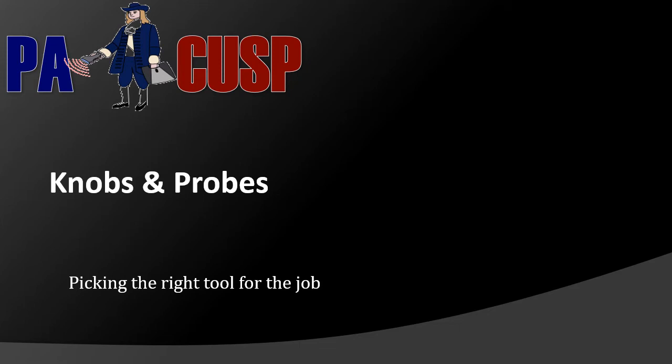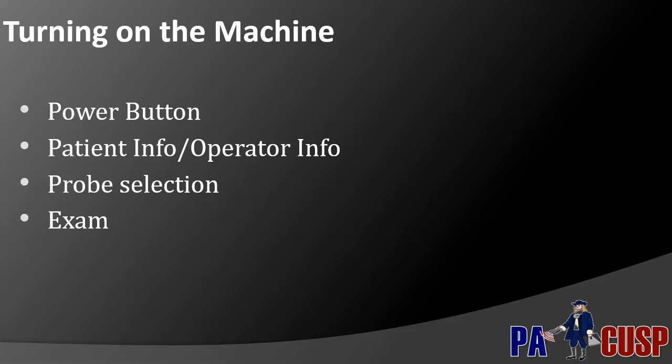So what do the various knobs and probes do, and how do you pick the right tool for the right job? There's really only a couple of buttons that you need to know to get started. Obviously, the power button to turn it on. Most machines will make you input patient information and operator information if you want to save any images. After that, you need to know how to select the correct probe, and then you're ready to start an exam.